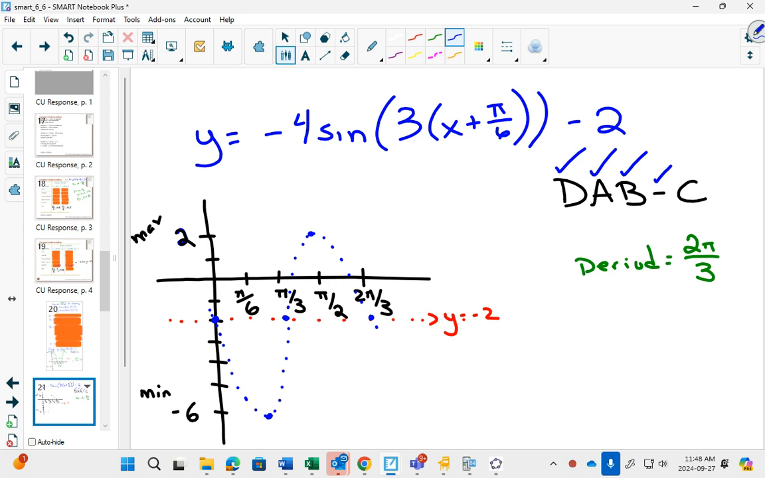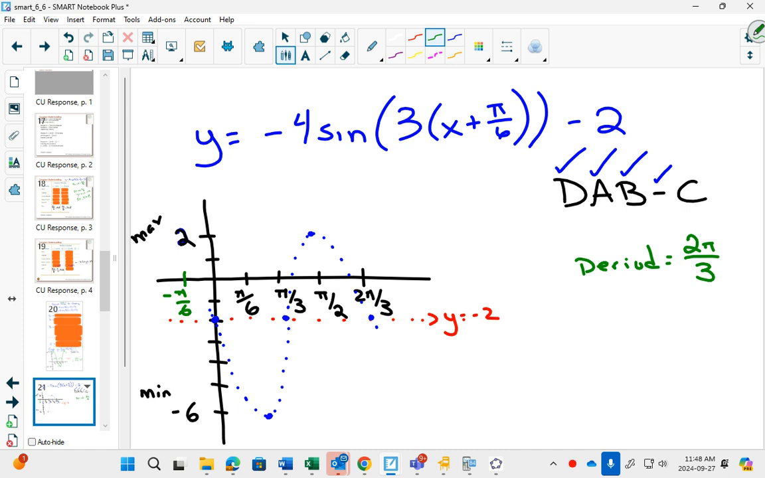Then finally, we're going to draw our final graph. I'll do it in green. We need to shift pi over 6 to the left. So first on my scale, is pi over 6 listed? Yes. I know that pi over 6 is this distance. I need to go to the left, so I'm going to have to label one tick mark of pi over 6 to the left.